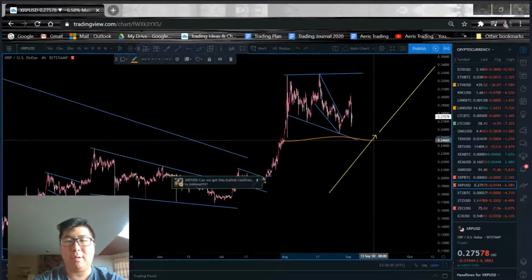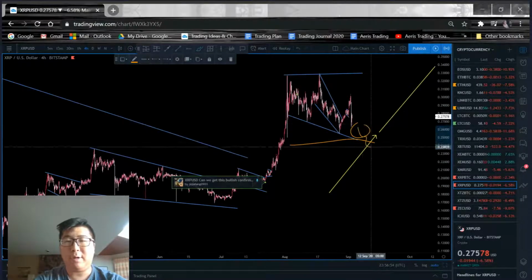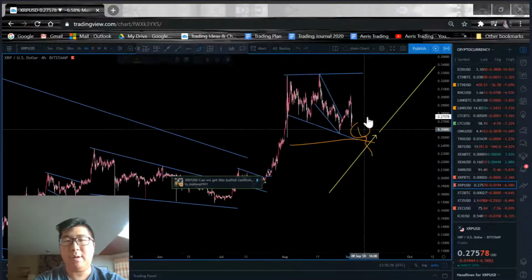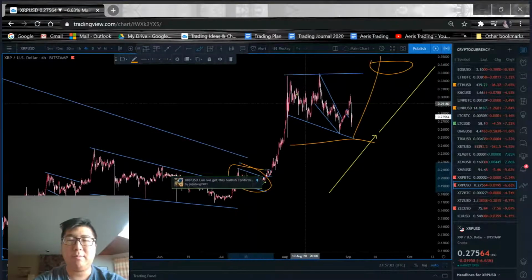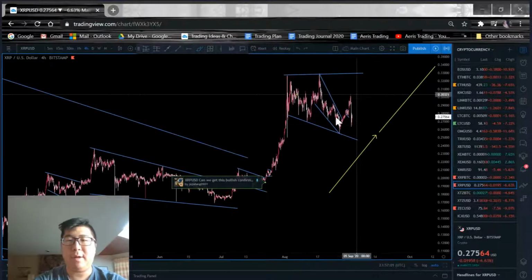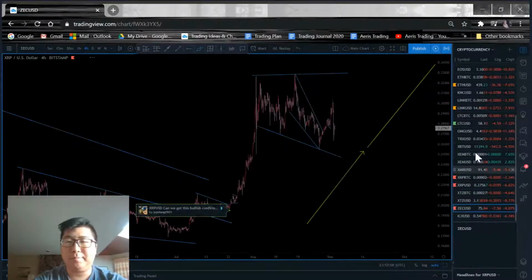Move my stop to here already. I think it was somewhere here, I forgot. But if it's going to break lower like this, happy to earn my profit here and then move on. And if price pushes to the upside, I'll look for that continuation to go up. Similar continuation like this, happy to take my profit and move on to the next trade. That is what I see on Ripple.